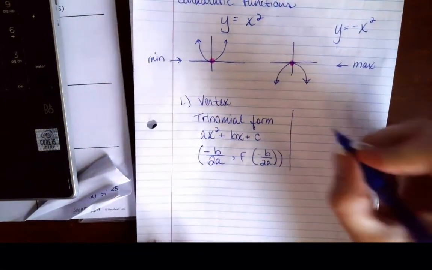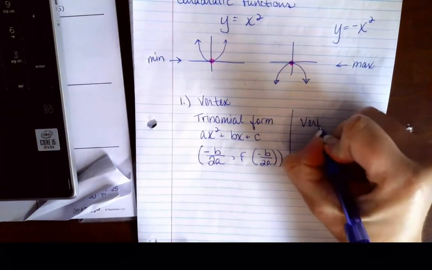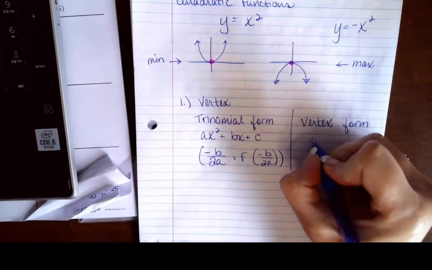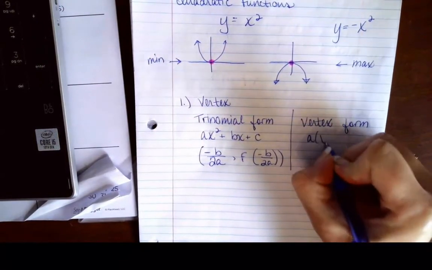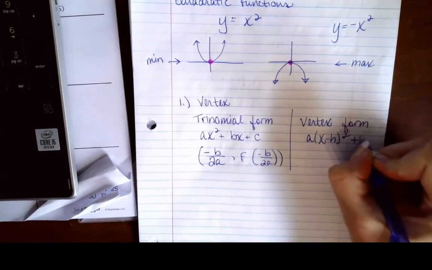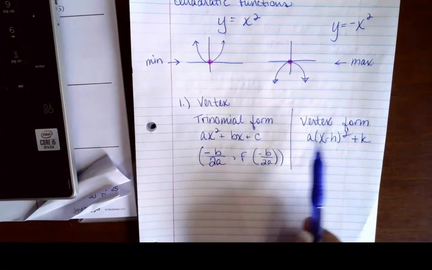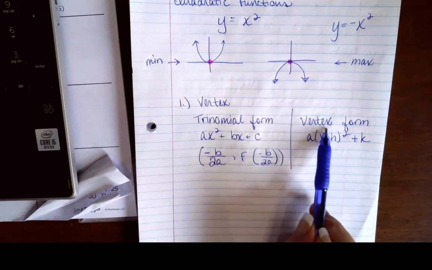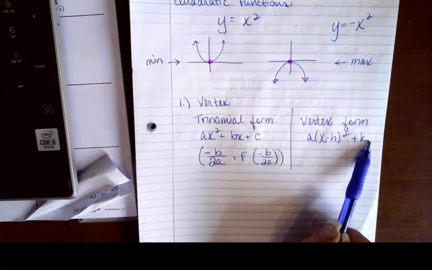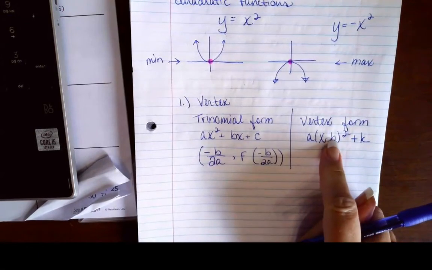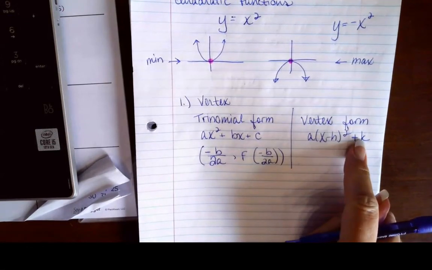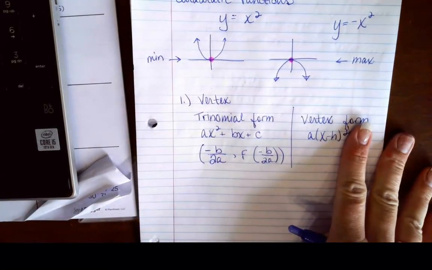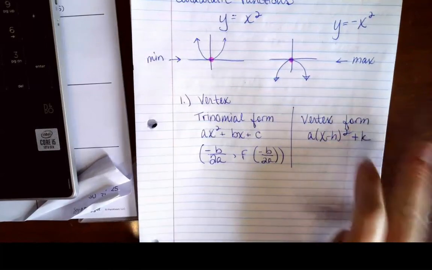Well, what happens if I'm in vertex form? Vertex form takes the form of a times x minus h squared plus k. Notice that you've got a chunk being squared. Then you've got a number plus or minus this number off on the end. This can be a 0, and this can be a 0. So it's okay. In other words, if I have something that just has that part, that's fine. I know what my vertex form is. It's just that your k is 0.